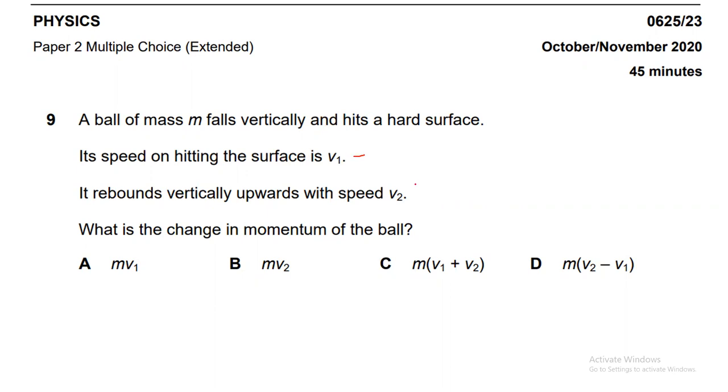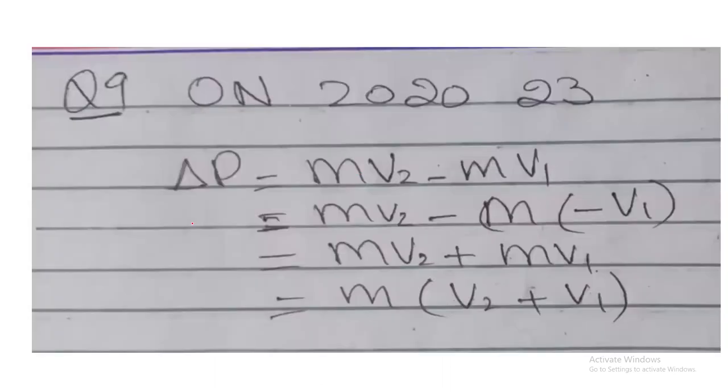Suppose this is negative, suppose this is positive. So the change in the momentum will be mv2 minus mv1. So mv2 minus m into minus v1, because they have the opposite direction. That's why we have put negative with the v1. And mv2 plus mv1, and m can be taken as common. So the change in momentum will be equal to m bracket v2 plus v1.